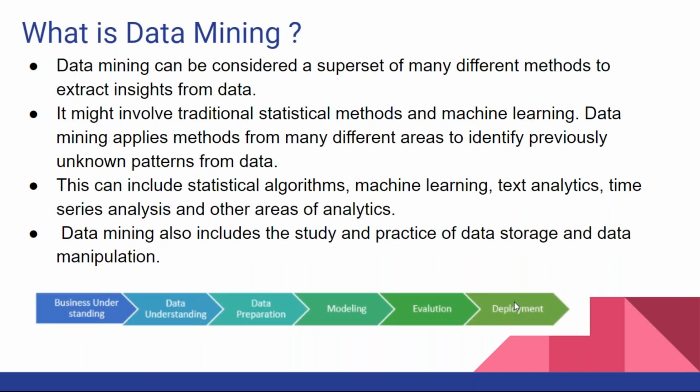Okay, so now talking about the data mining. So data mining can be considered as a superset of many different methods to extract insight from the data, and it might involve traditional statistical methods and machine learning, and data mining applies methods from many different areas to identify previously unknown patterns from the data. And this can include statistical algorithm, machine learning algorithm, text analytics, time series analysis, and other areas of analysis. So these are all part of data science, you can say, which falls under the data mining as well. So data mining also includes the study and the practice of data storage and data manipulation. So that is all part of data mining.